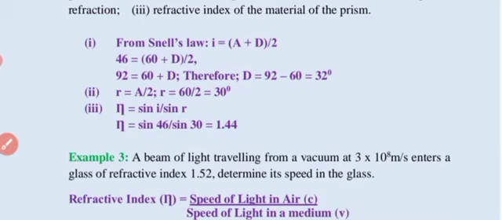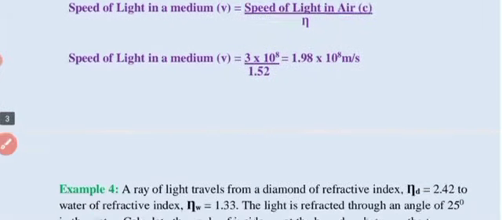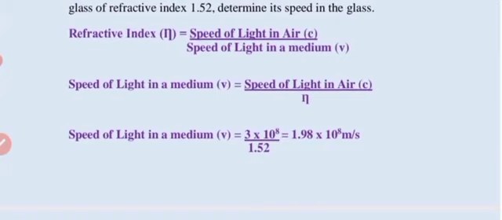Okay, now let's check our third example. In the third example, we have a beam of light traveling from a vacuum at 3 times 10 raised to power 8 meters per second, and it enters a glass of refractive index 1.52. We have to determine its speed in the glass according to the relationship.